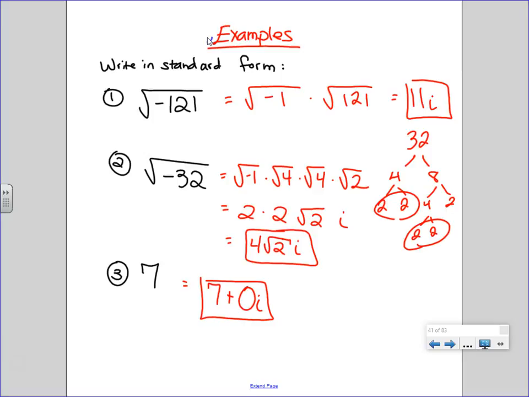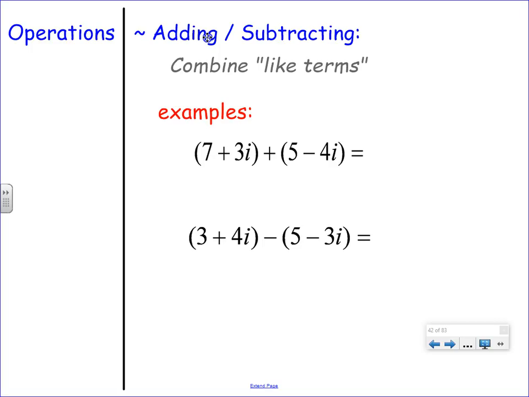We got it? Good. Now let's keep going. Okay, so let's do stuff with the complex numbers. Let's start really hard. Let's add and subtract complex numbers.